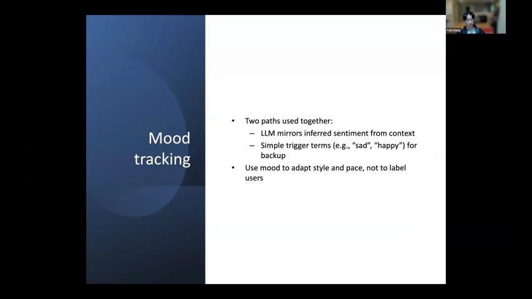Now, as for mood tracking, we combine two paths. The first one is the LLM mirrors the inferred sentiment from context, as in, if you sound angry, the LLM will figure out that you're angry intuitively. Furthermore, it also integrates simple trigger terms such as sad and happy for backup, and from there it will dynamically update the user's mood. The mood is used to adapt the style and pace of the conversation, not to label users.